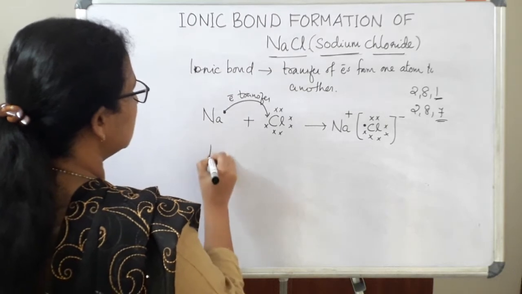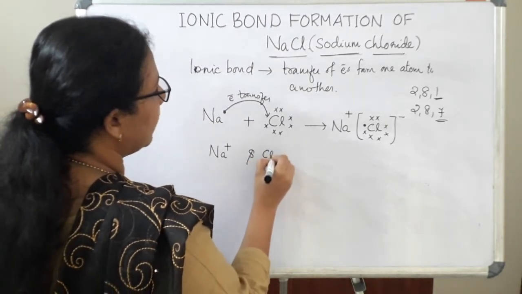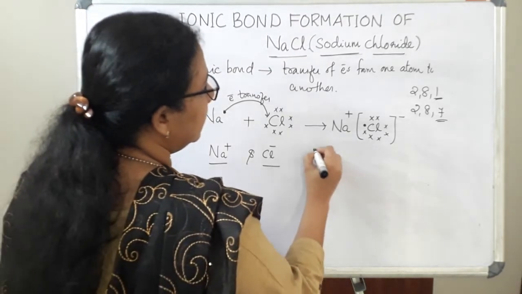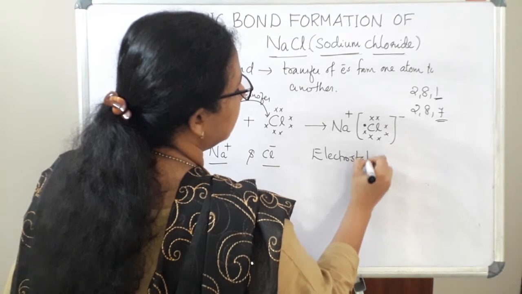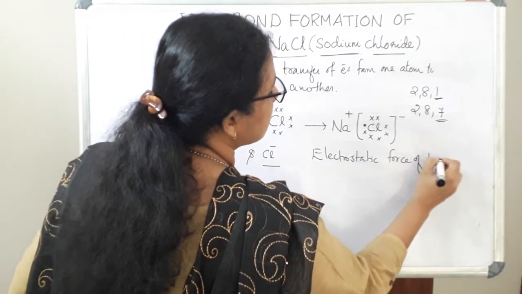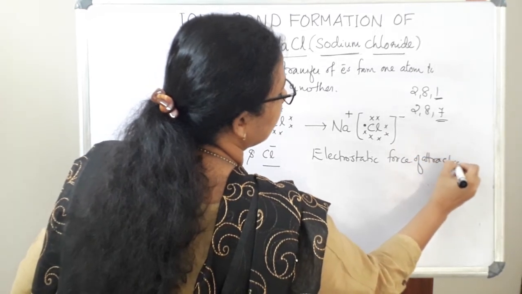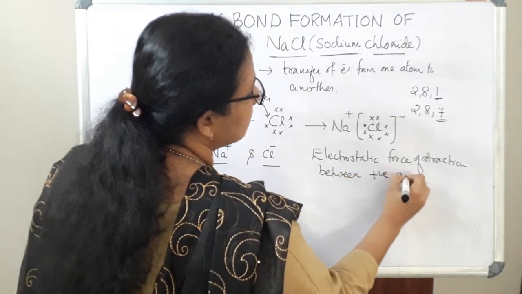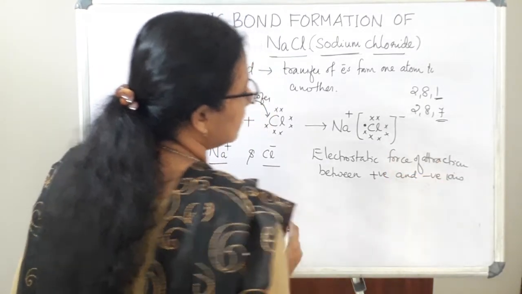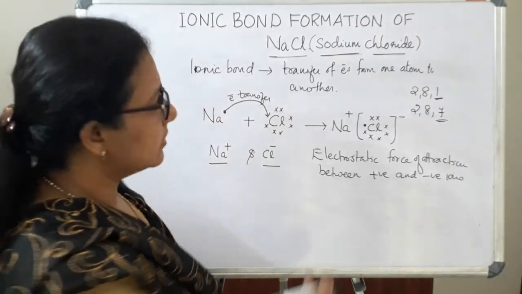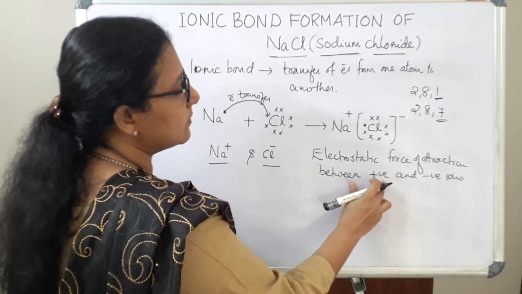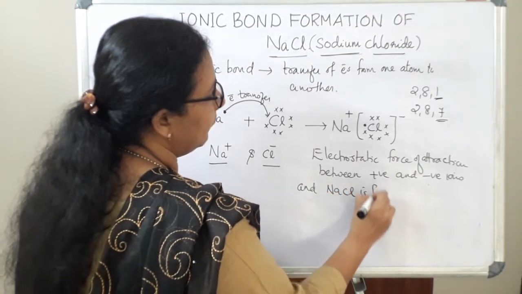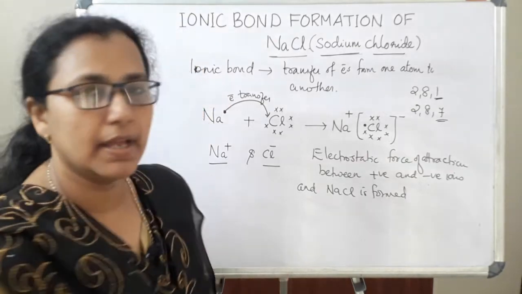Now there is a sodium ion Na+ and a chloride ion Cl-, and there is an electrostatic force of attraction between the positive and negative ions, and sodium chloride is formed. So the bond between sodium and chlorine is an ionic bond.